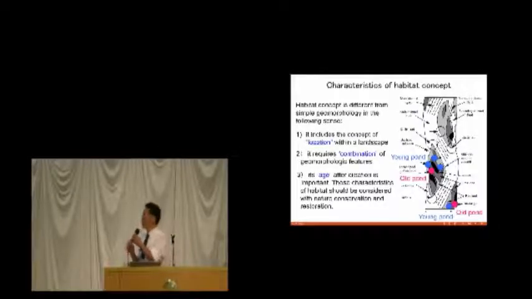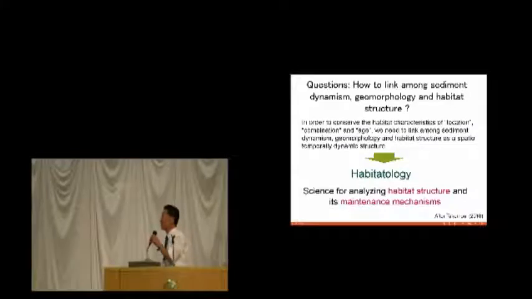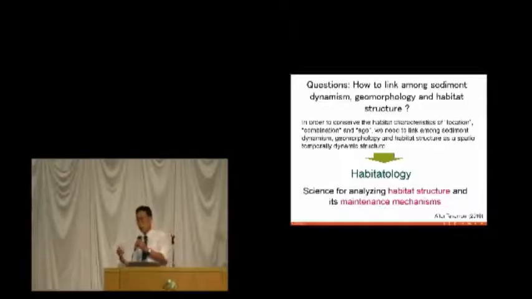And so now I would like to ask how to link sediment dynamism, geomorphology, and habitat structure. In particular, in terms of the location, combination, and age, these concepts should be included in the target habitat structure in order to make a healthy river geomorphology.